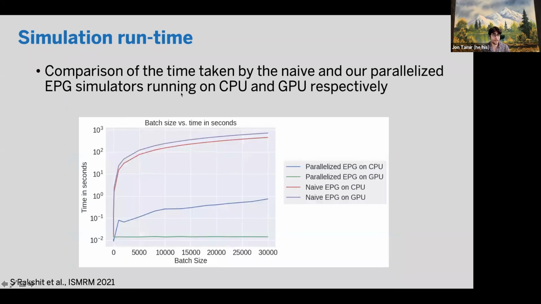Now, we've compared our simulation to naive simulators. And so these are all extended phase graph algorithm simulation frameworks. And this is looking at the batch size, so how many spins we simulate in parallel. And our parallel EPG on the GPU is essentially flat across this batch. So each of these simulations is actually quite cheap, right? It's just 3x3 rotation matrices and some manipulation of those elements.